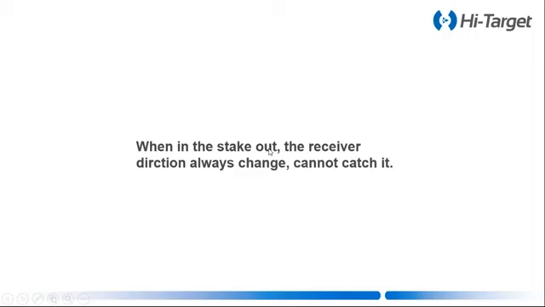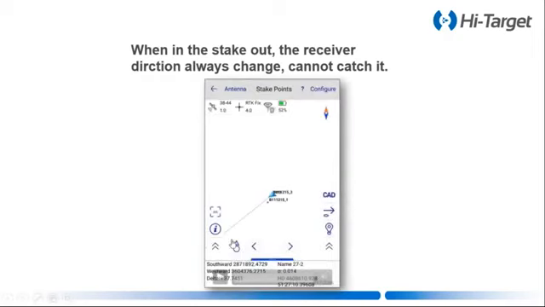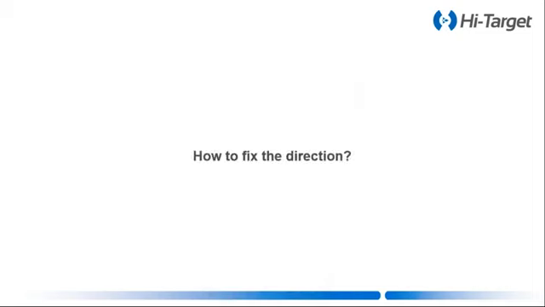I remember some people ask me, when in stakeout, why does the receiver direction always change? As in the video, the direction always changes. So how to fix the direction?